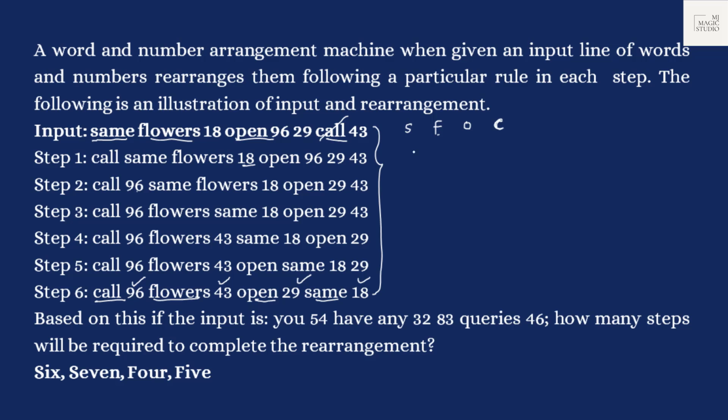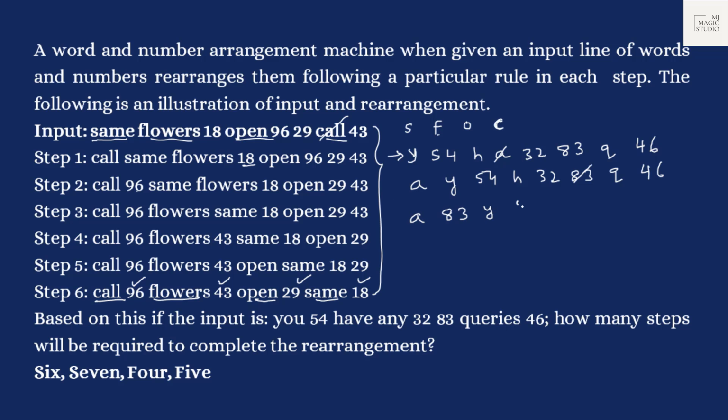Now, based on this, if the input is, let me write this as Y54HA3283Q46. This is the input. Then how many steps will be required to complete the rearrangement? So first will be A. First, A Y 54 H 32 83 Q 46, and then the highest number will be pulled up. After A, we will have 83 and the remaining will be written in the same order. Then after A is B, C, D, H. A, 83, H will come. Y, 54, 32, Q, 46. Then 54 will come. A, 83, H.